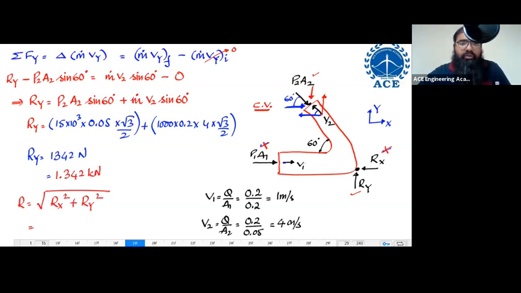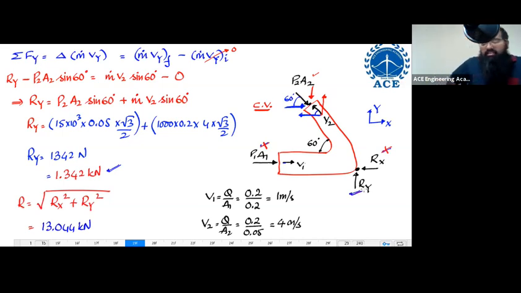13.044 kilonewton. Okay, I take the answer as 13.044 kilonewton. Again, the value of Ry I got is positive. That means the direction sense I have chosen is perfect over here. Nothing wrong with the direction sense. This is regarding the concept of the momentum flux equation. I hope you are following this.